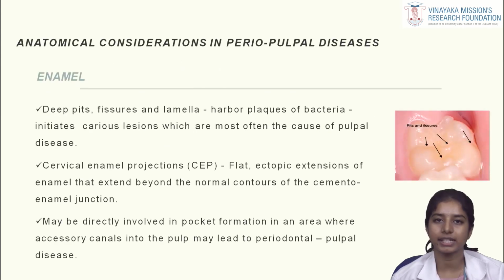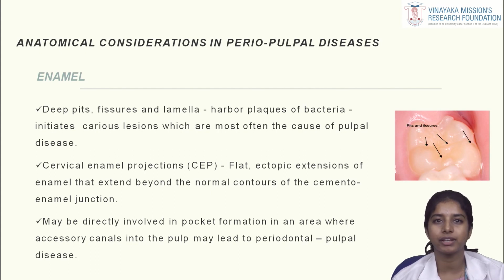Then the anatomical considerations in periopulpal diseases. First, we have enamel. The deep pits, fissures, and lamellae present on the surface of the enamel harbor plaques of bacteria, and these plaques initiate the caries lesion on the enamel surface, which is most often the cause of pulpal diseases, as we all know.